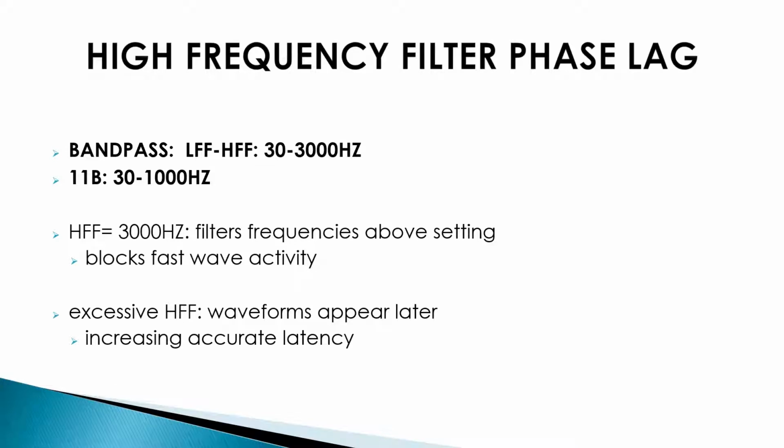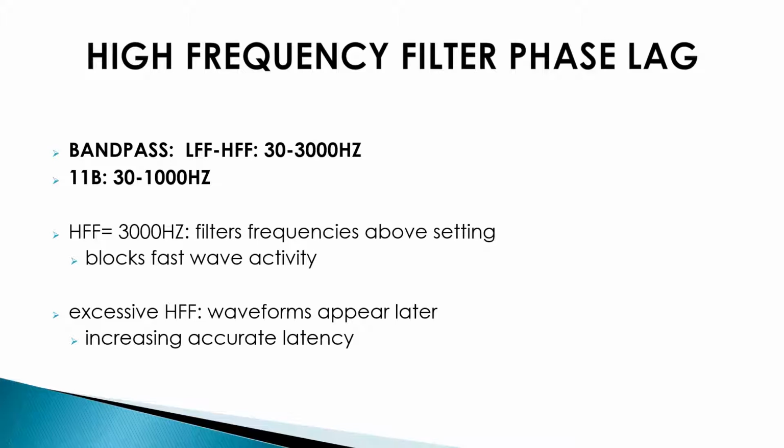And the same thing with the high frequency filter. The guidelines state that you should use a band pass. A band pass means low frequency filter to high frequency filter. The intraoperative guidelines say that you should use 1,000, but the clinical guidelines say use 3,000. For whatever you use, the high frequency filter filters out frequencies above wherever it's set. So it blocks fast wave activity.